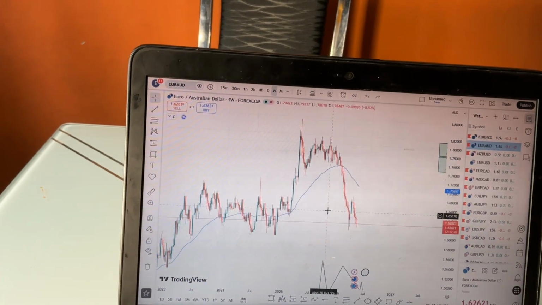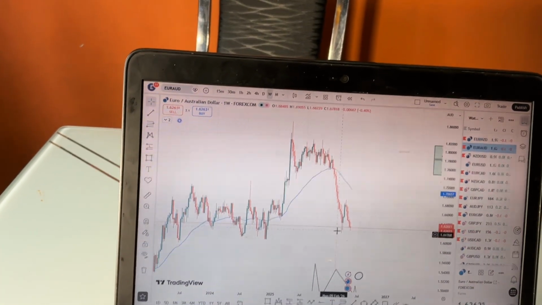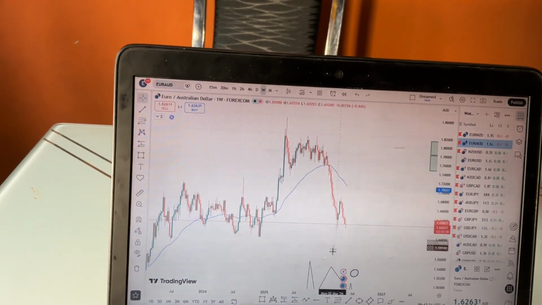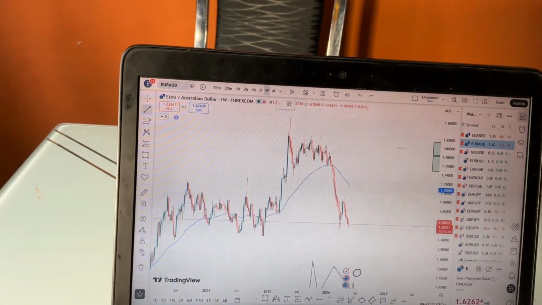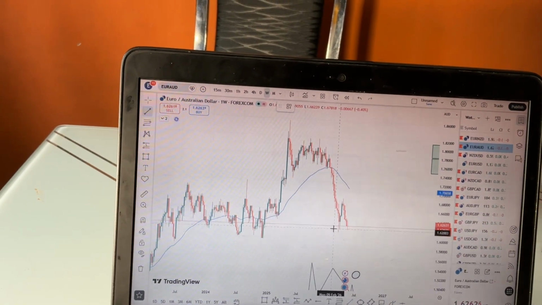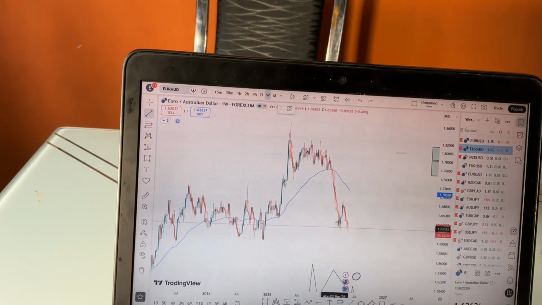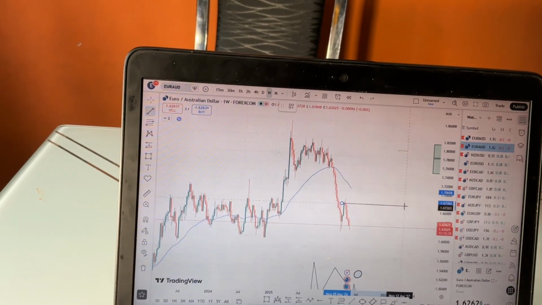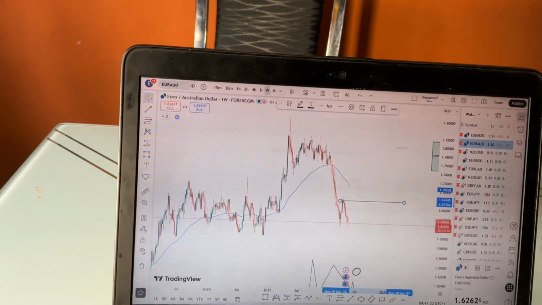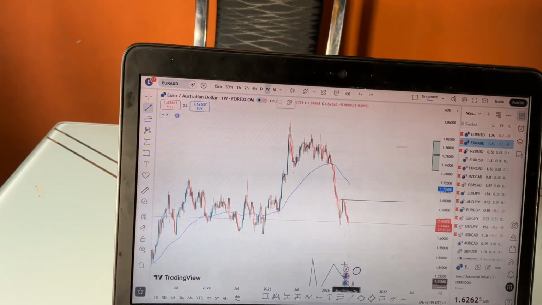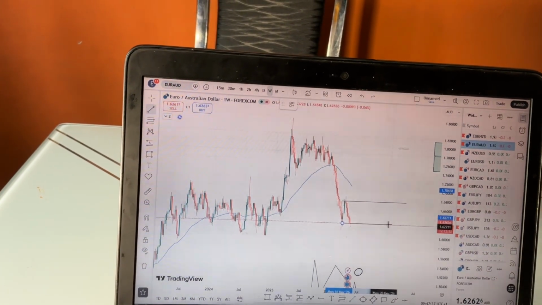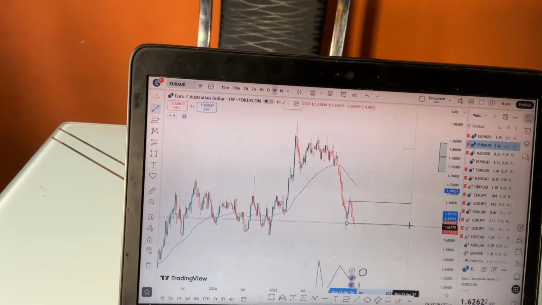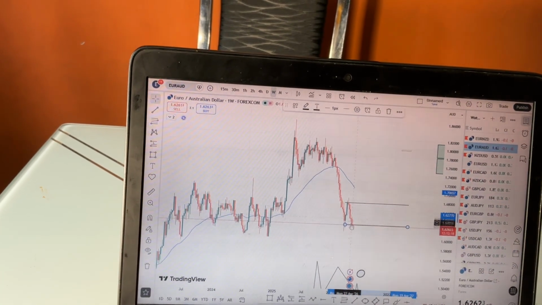So whenever you are doing a top-down analysis and you want to mark your area of interest, your area of interest needs to be in between the lower high and the lower low. Are you getting me? This is the lower high, and this is the lower low. Are you getting me? You need to look for your area of interest inside this box.